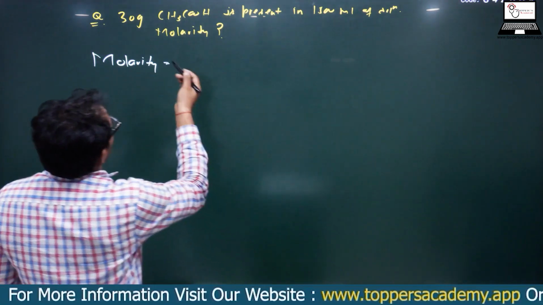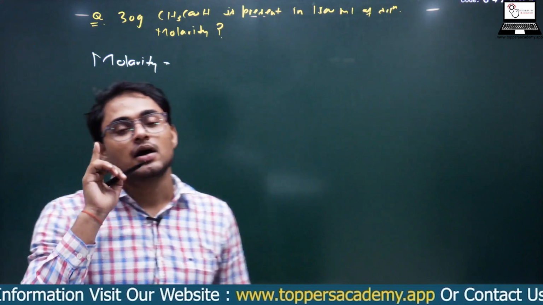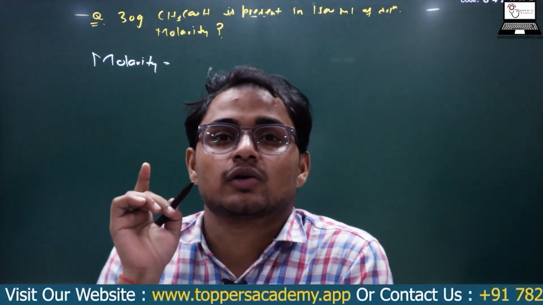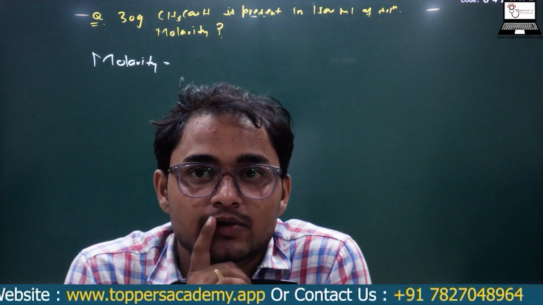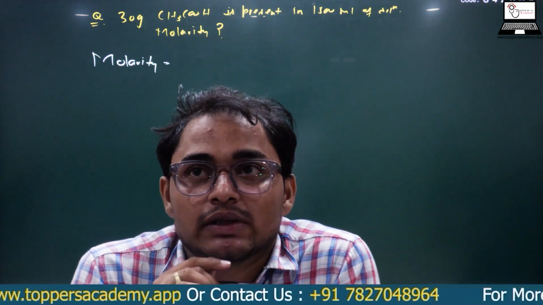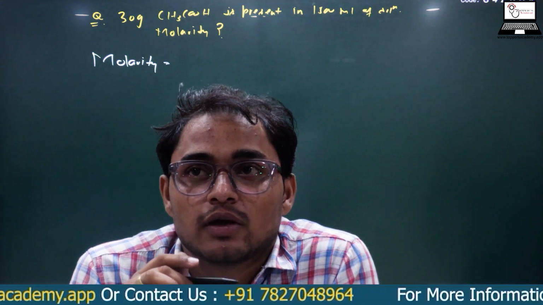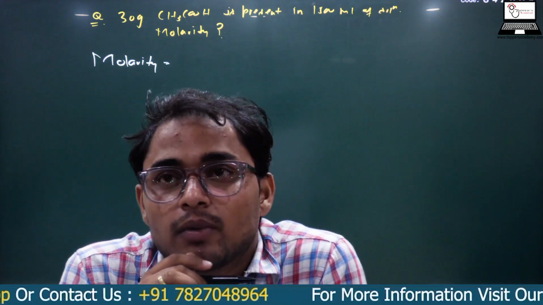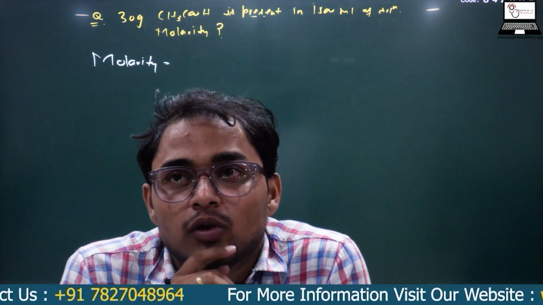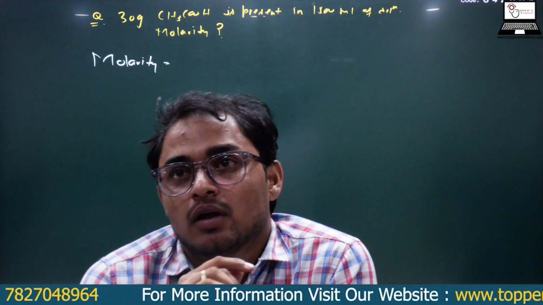So number of moles of solute, we do not have moles of solute, we have amount in grams for solute, which is equal to 30 gram, and we know how to calculate number of moles. Number of moles is equal to amount in gram upon molecular mass. What is the molecular mass of CH3COOH?